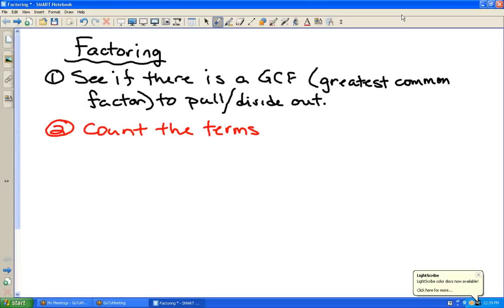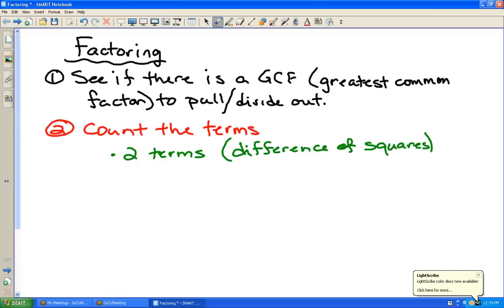So count the terms. And then when we count the terms, we're going to have three different things. You could have two terms, which hopefully will be a difference of squares. If it's not a difference of squares, if it doesn't work with that, we're going to get those directions. But if it doesn't work with the difference of squares, then after you got the GCF, that might be all you can do. So it might be completely factored by that.